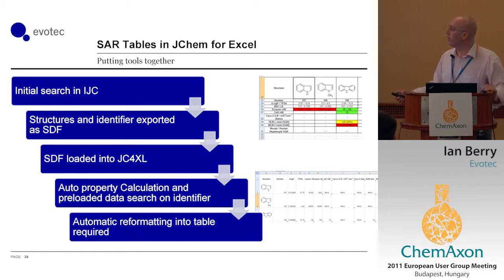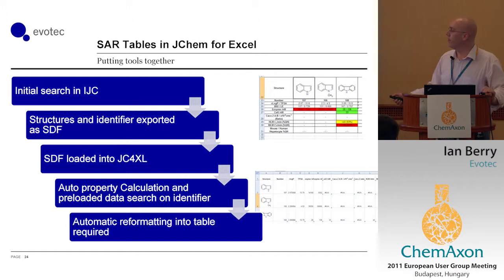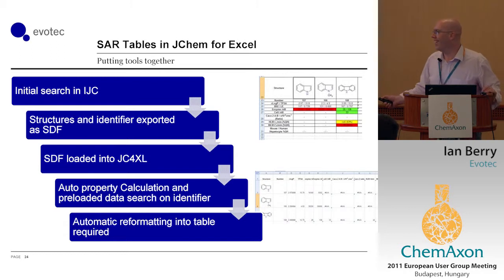So they would do a search within their IJC, export the structures as an SD file, then load the SD file into JChem for Excel. So this is a subtle hint to Tim that exporting from IJC into JChem for Excel would save us a step. And then because of all the auto property calculation, the data search on the identifier means that we can reformat the table into the way that they want to see the SAR table. Then this can be exported out or sent to the client, and they will be able to see it, okay, with not active structures, but they'll be able to see the information that they want.